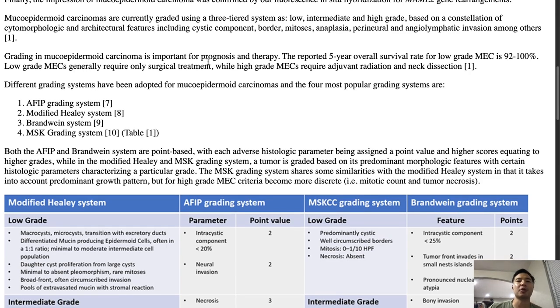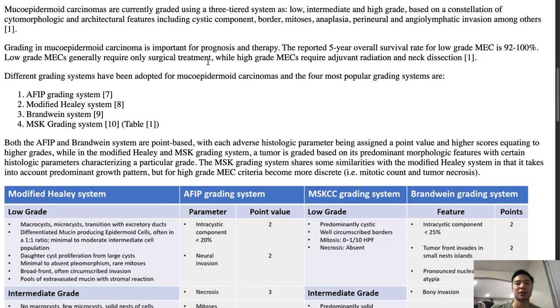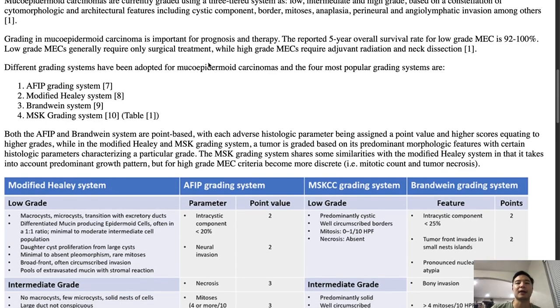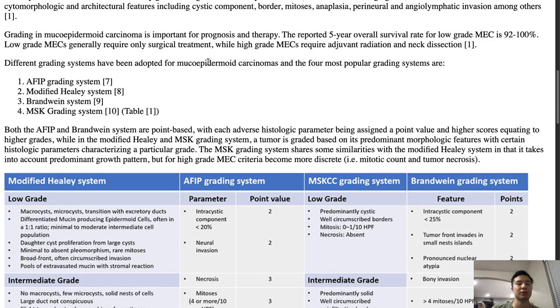Mucoepidermoid carcinomas are currently graded using a 3-tier system as low, intermediate, and high grade based on a constellation of cytomorphologic and architectural features including cystic component, border, mitoses, anaplasia, perineural and angiolymphatic invasion, among others. Grading in mucoepidermoid carcinoma is important for prognosis and therapy. The reported 5-year overall survival rate for low-grade MEC is 92 to 100%. So in this case, this patient probably has a great prognosis. Low-grade MECs generally require only surgical treatment, while high-grade MECs require adjuvant radiation and neck dissection.